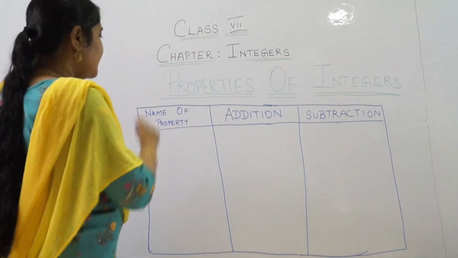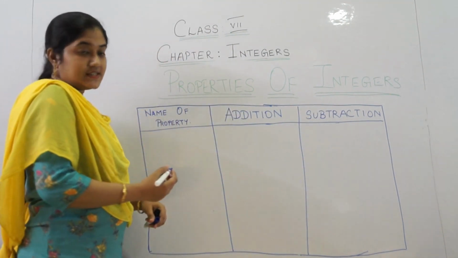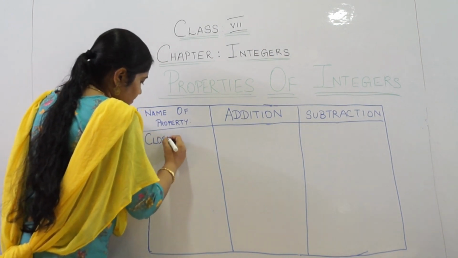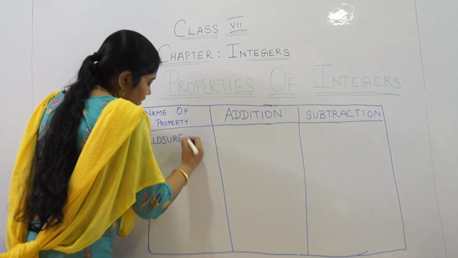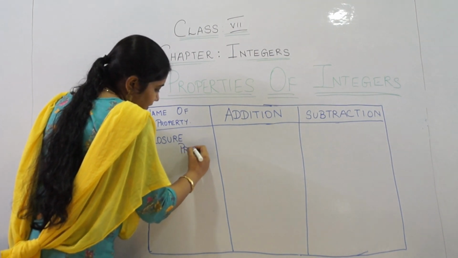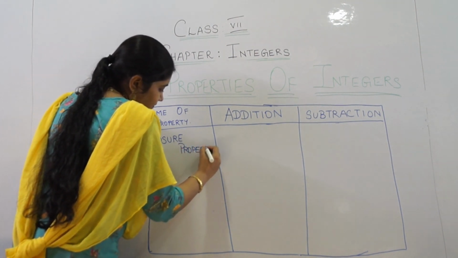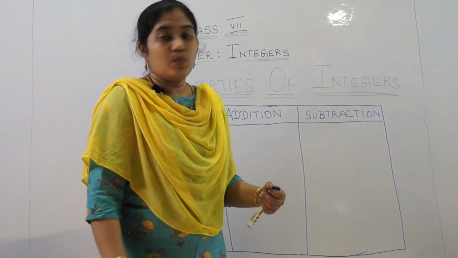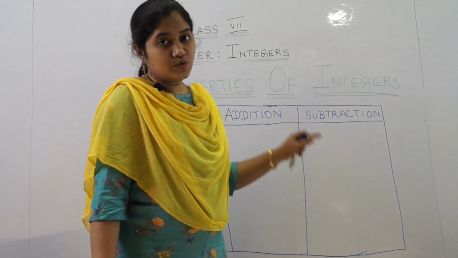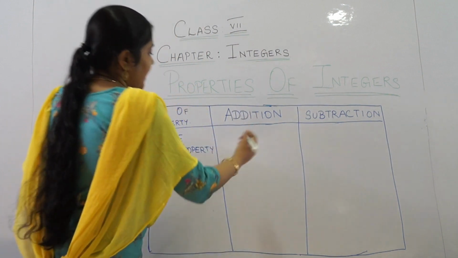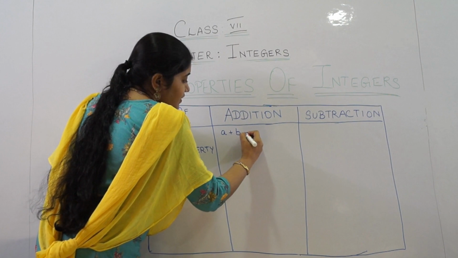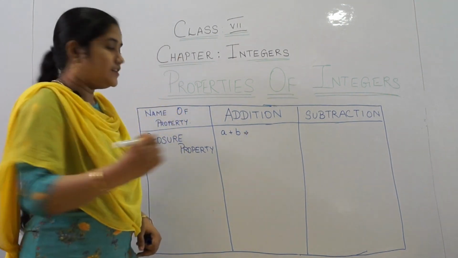The first property that we are going to discuss is the closure property. Now what does this property say? When we add two integers, say a plus b, the result should be an integer.